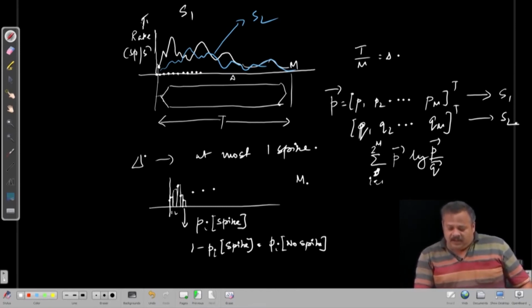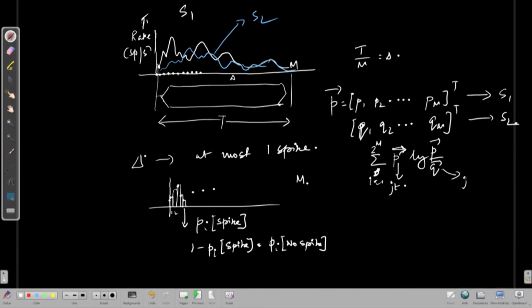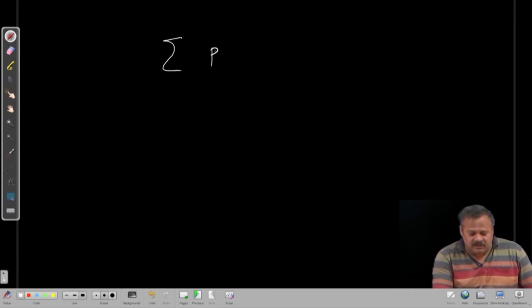The values of the vector p, since it is a vector random variable, and if we assume that they are independent of each other, then the joint distribution, by vector p we are saying this is the joint distribution of p1 p2 up to pm, and similarly this is the joint distribution of q1 q2 up to qm. So, if they are independent, we can break the p down. Let us go to the next page.